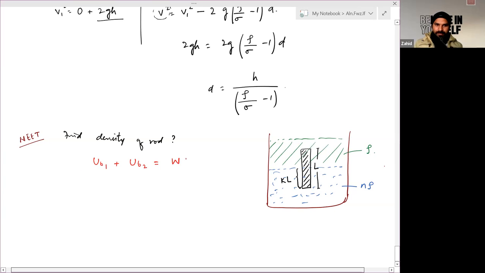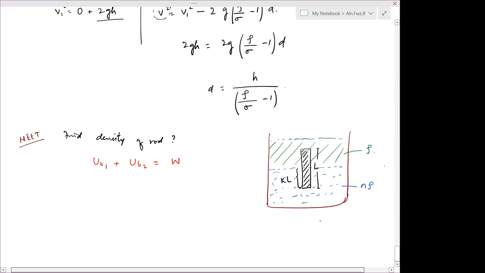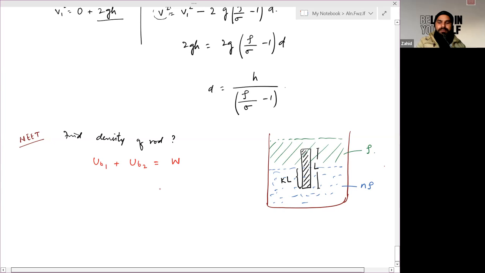Now put the value of each term related to this and simplify it to find the density of the object. Okay, sir.